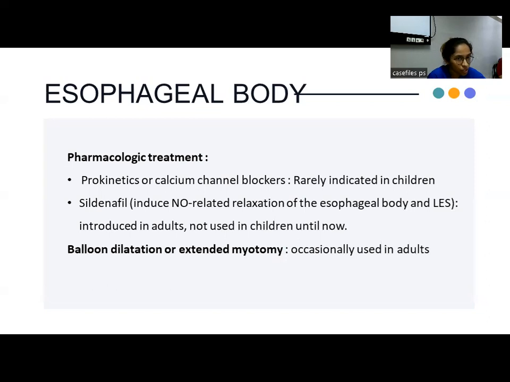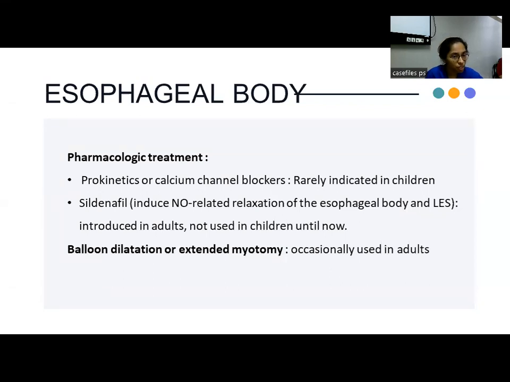Coming to the treatment of esophageal body disorders, pharmacological treatment has been employed, which includes prokinetics or calcium channel blockers like nifedipine. However, the efficacy is not well studied in children. Sildenafil, which induces nitric oxide synthesis, relates to the nitric oxide related relaxation of the esophageal body and the lower esophageal sphincter. It has been introduced in adults, however, it is not used in children till now.